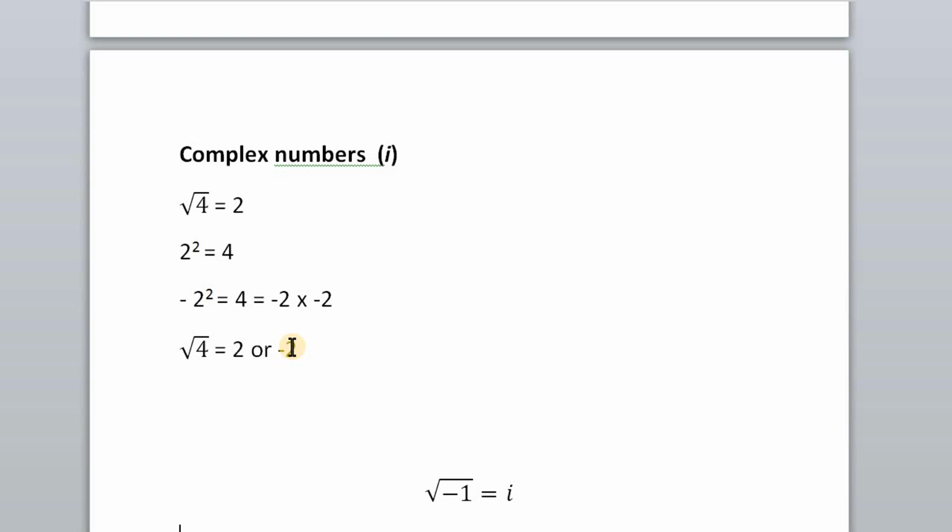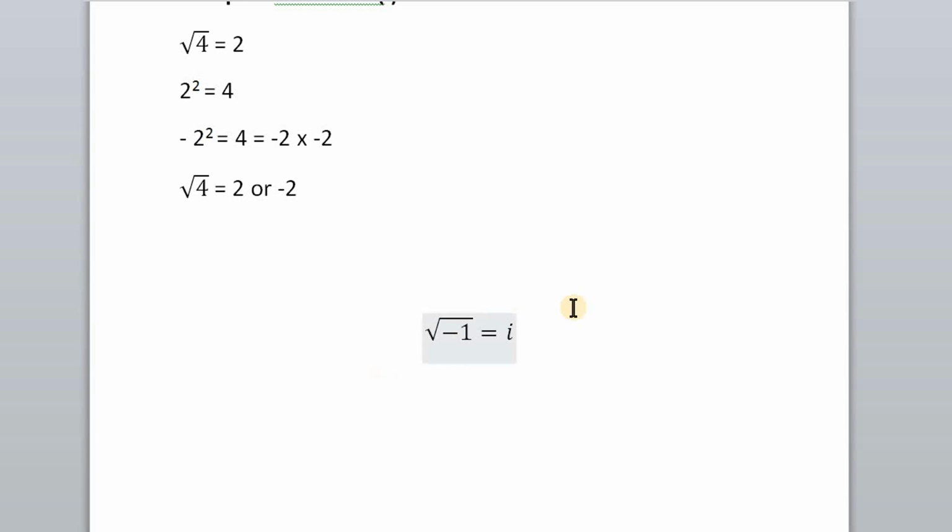That's what it means. And because we don't want such complications, imagine us writing square root of 9 and at the end of the answer writing 3 or -3. That is going to be confusing. We will not know what to do with the equations. So we developed what we call the complex number, denoted by i. Square root of -1 is equal to i, so i raised to the power 2 is equal to -1.